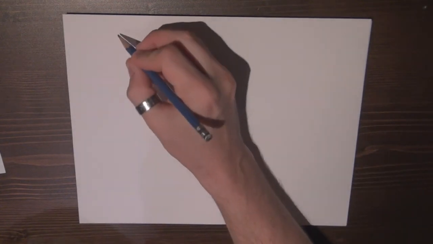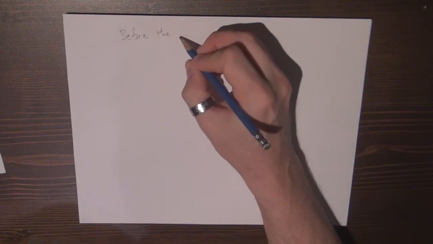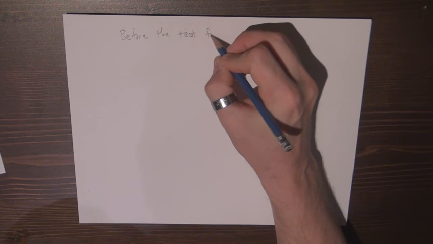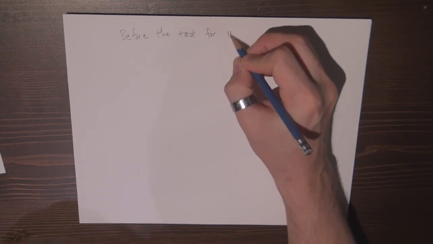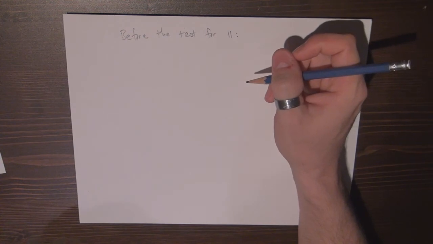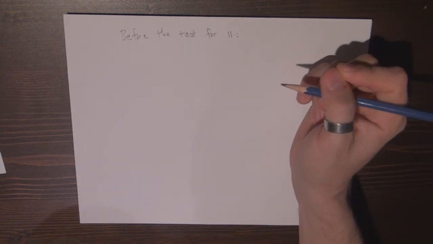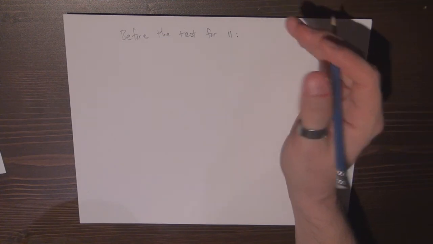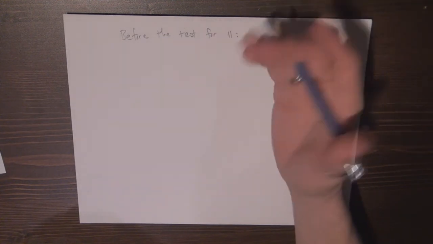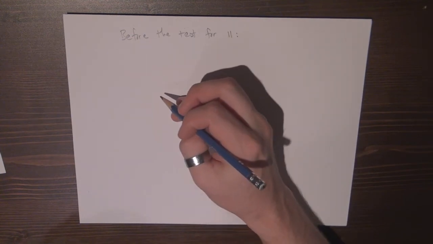So before the test for 11, we need just a little bit of terminology to be able to state the divisibility test for 11 as simply as possible. Many other books do it in a different way, but it's a little confusing to read, so I find this one as simple as we could possibly make it.